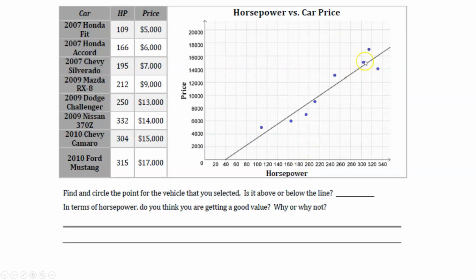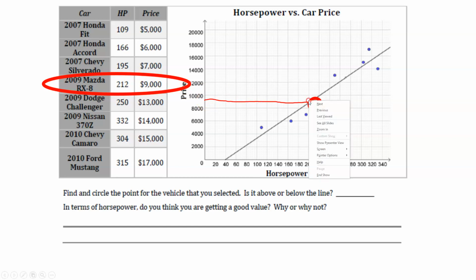And unpause. So they give us a graph on the next page, and it says, find and circle the point for the vehicle you've selected. Is it above or below the line? So let's say, for example, I chose a 2009 Mazda. So on here, notice how they graph the horsepower and the price. So here that would be about there, since 212 is somewhere between 200 and 220. And then the price is about 9,000, which is somewhere between $10,000 and $8,000. And the point I chose was below the line.